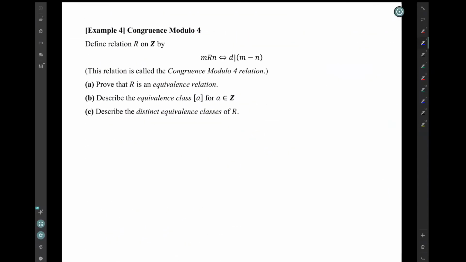Example 4, what's called Congruence Modulo 4. We're going to define a relation on the set of all integers this way. We're going to say that m is related to n to mean this. This should say 4 divides m minus n. This is called the Congruence Modulo 4 relation. So question A is to prove that R is an equivalence relation.